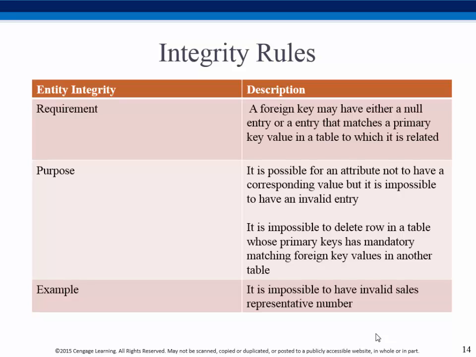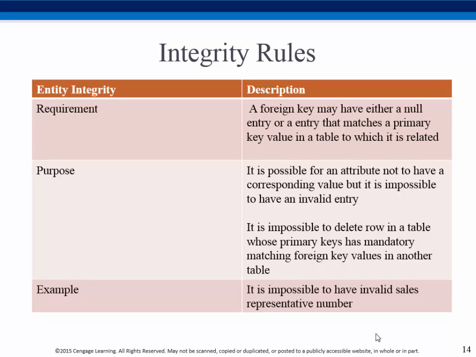Integrity rules, if we keep going, a requirement, a foreign key can have either a null entry or an entry that matches a primary key value in a table which is related to the table you're in. The purpose: it is possible for an attribute not to have a corresponding value, but it is impossible to have an invalid entry.